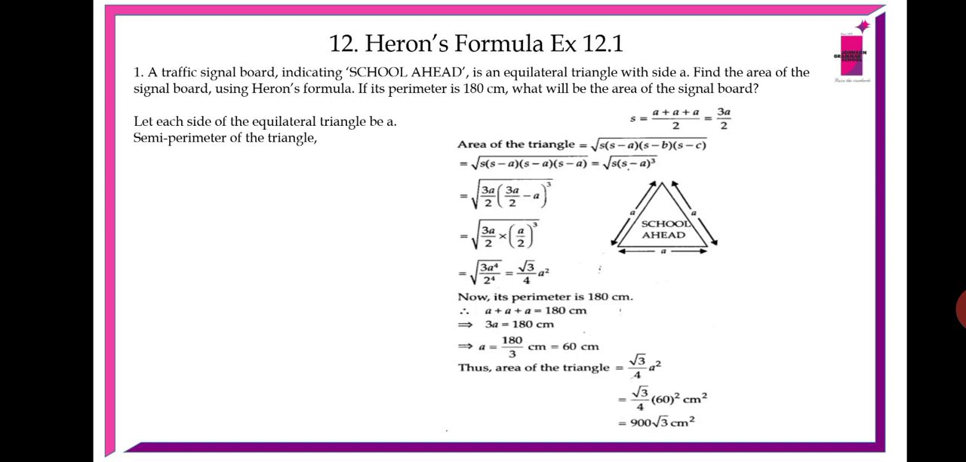Now its perimeter is given as 180 centimeters. So a will be 60 because all are equal sides. a plus a plus a equals 180. So 3a equals 180, then a value is 60. Directly you can substitute in this formula, root 3 by 4 a square, because we have derived this formula through Heron's formula only. So thus the area of the triangle equals root 3 by 4 a square, root 3 by 4 into 60 whole square, which gives you 900 root 3 square centimeters.